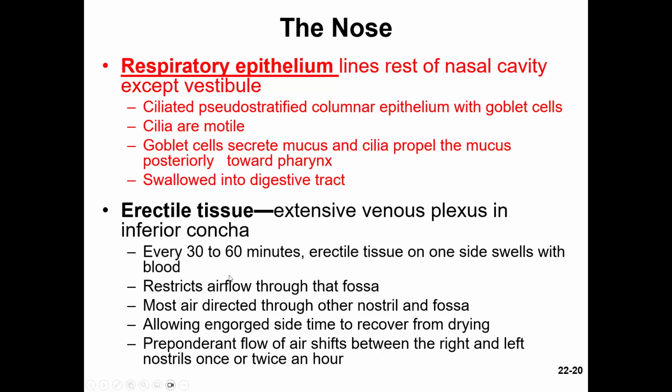Now, the erectile tissue here: an extensive venous plexus in the inferior concha. Every 30 or 60 minutes, erectile tissue on one side swells with blood and restricts airflow. Then most air is directed to the other nostril and fossa, allowing the engorged side time to recover from drying. And the preponderant flow of air shifts between right and left nostrils once or twice an hour.